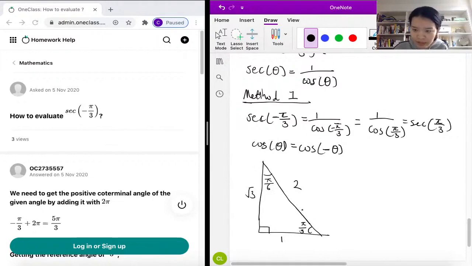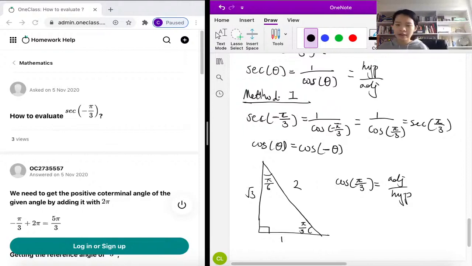We know that the cosine of an angle is equal to adjacent over hypotenuse. And by the way, the secant of an angle is equal to hypotenuse over adjacent, because the secant function is the reciprocal of the cosine function. So you just reverse the top and bottom of the fraction. The adjacent of pi over 3 is 1, and the hypotenuse is 2. So cosine of pi over 3 is 1 over 2.